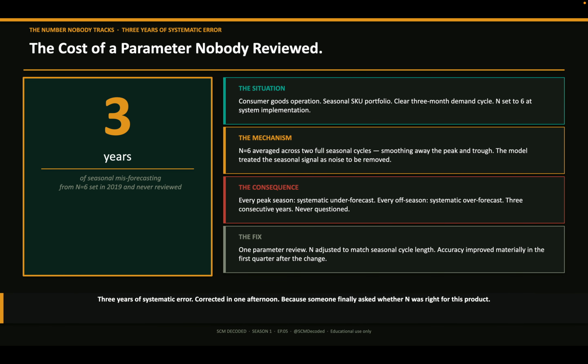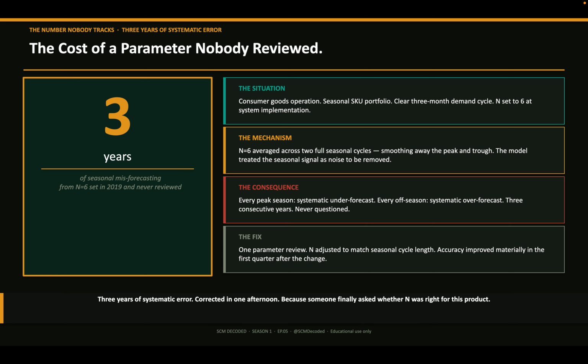So 3 years, that is the duration a misset parameter ran unchecked on a seasonal portfolio before someone asked the right question. The demand followed a distinct quarterly cycle. The N was set to 6, meaning at any point the model was averaging across two full seasons. It was treating the seasonal peak and the trough as noise to be removed, not a pattern to be respected or replaced with. The system was actively working against the most important feature of the demand signal.